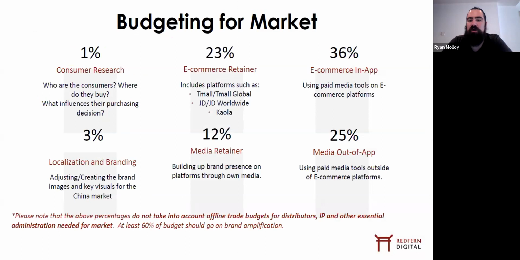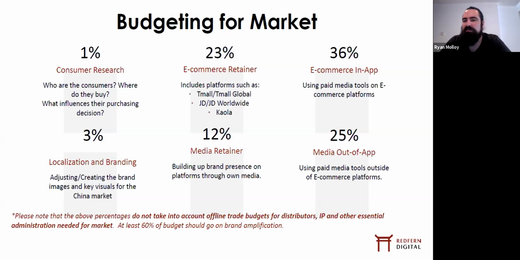So this is budgeting for market, and this is purely for e-commerce. So this doesn't take into account offline trade budgets for distributors, IP, administration, entity establishment, and also other elements of research that you would need to do to support that. But this is purely, if you're looking at e-commerce, how we would split up a budget.